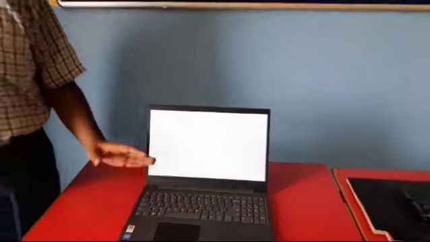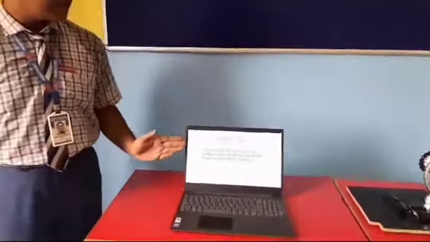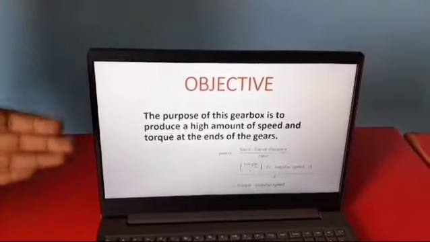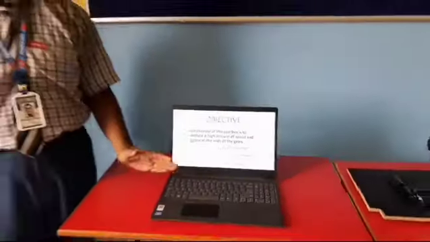The objective we have here is that the purpose of this gearbox is to produce a high amount of speed and torque at the ends of the gears. So I would like my friend to explain further.